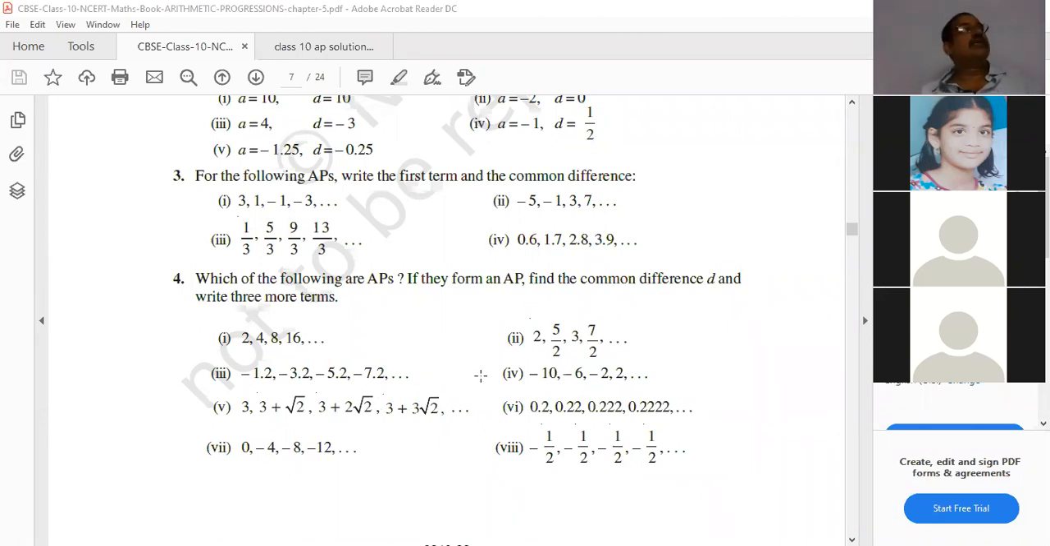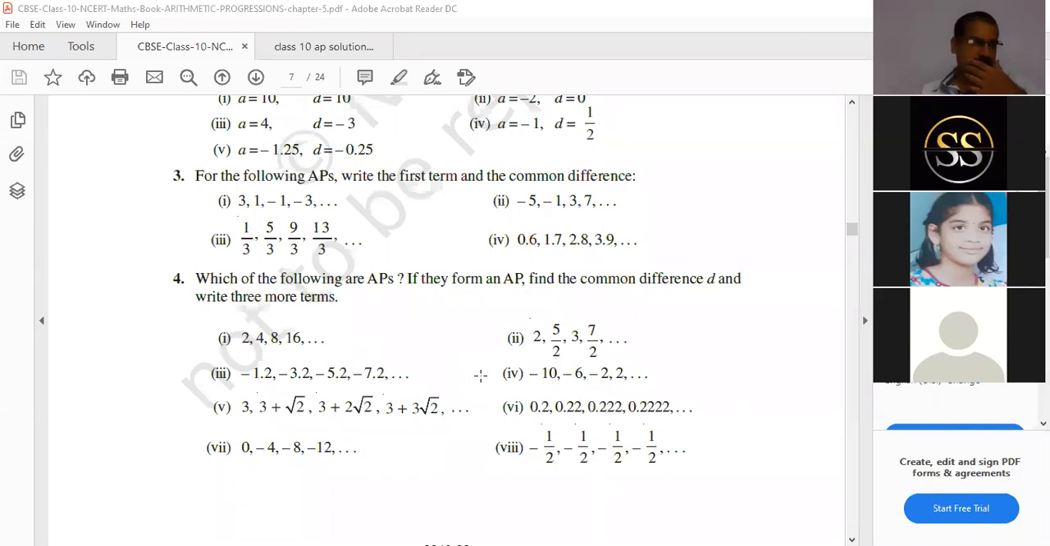Minus 9.2, minus 11.2, minus 12.2, minus 13.2. Very good. Minus 9.2, minus 11.2, minus 13.2. Are all following or not, everyone? Understanding, everyone? Yes, sir. Okay.